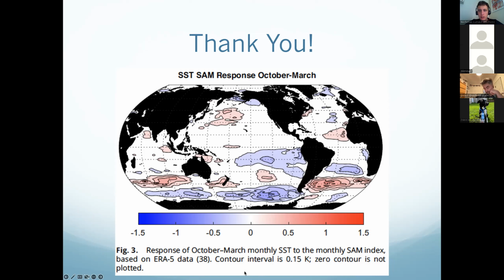Hi, Dennis. Thanks for the talk. Following up along the same lines as Nick's question, this analysis you're showing here in this figure 3 is something you could do in models as well. So have you done this or seen any papers that do this, and see how different is this SST response to SAM in models? No, I have not. Well, it seems like a straightforward thing to do.